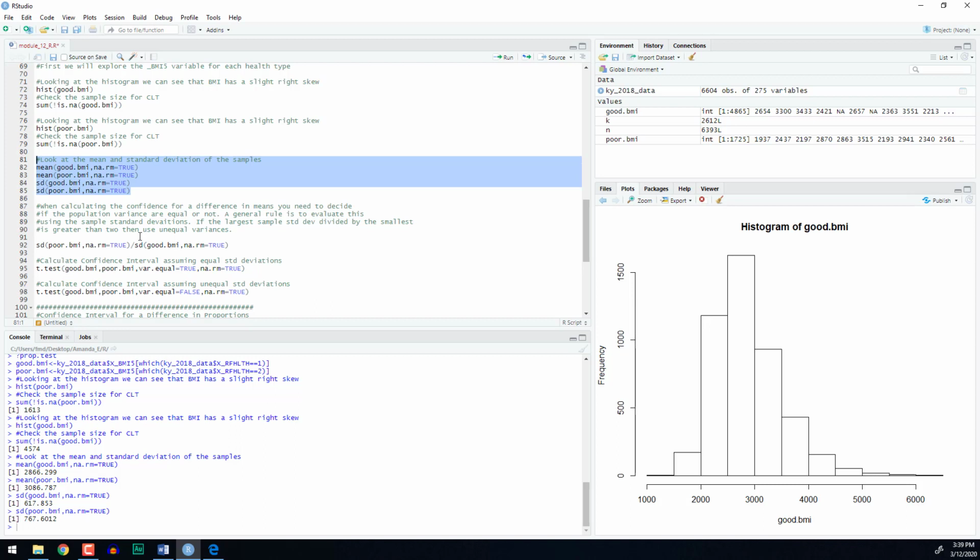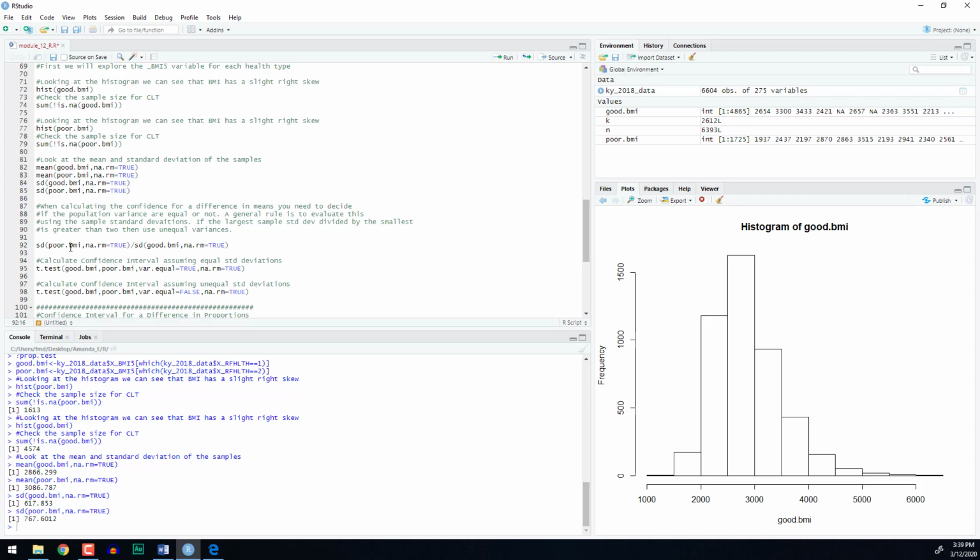Now, when calculating the confidence interval for a difference in means, you have to decide if the population variances are equal or not. A general rule to evaluate this is to use the sample standard deviations. If the largest sample standard deviation divided by the smallest is greater than 2, then you need to use the unequal variances method. So let's divide the larger sample standard deviation by the smallest.